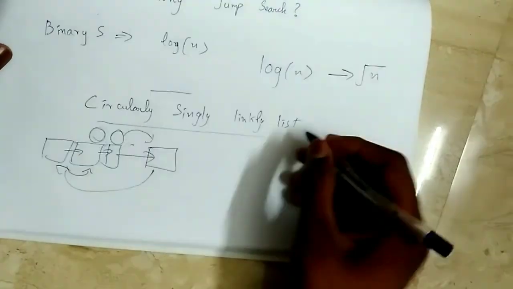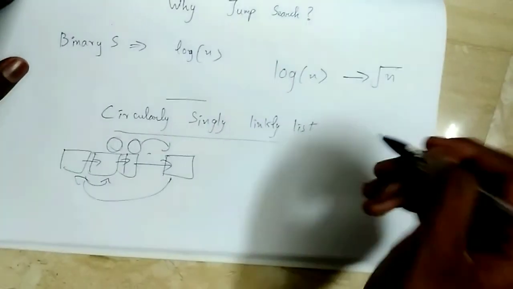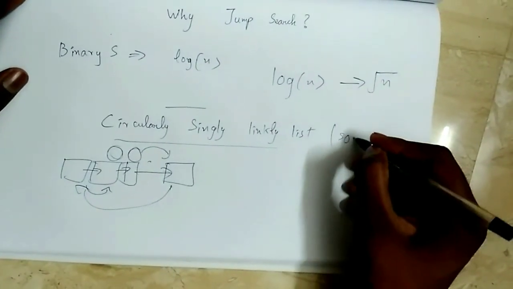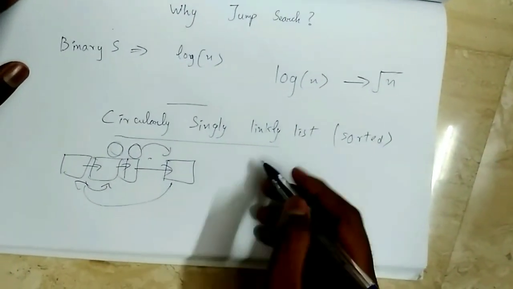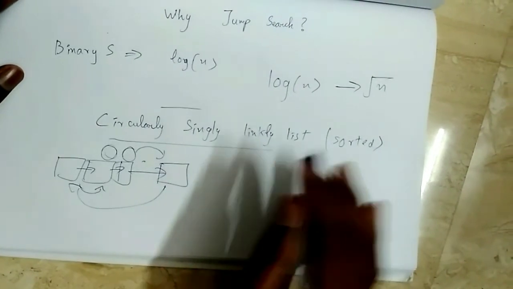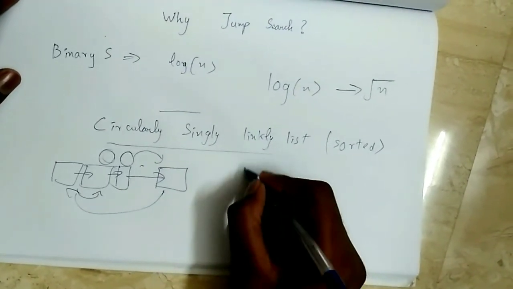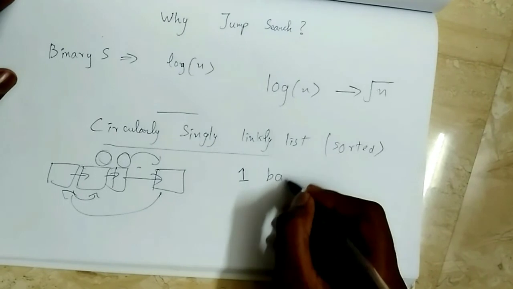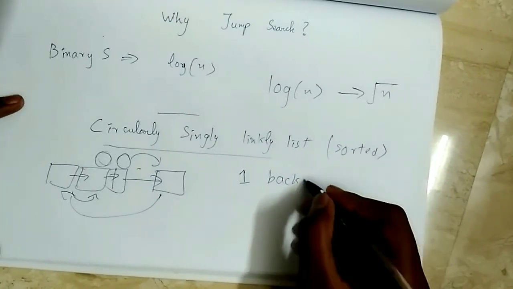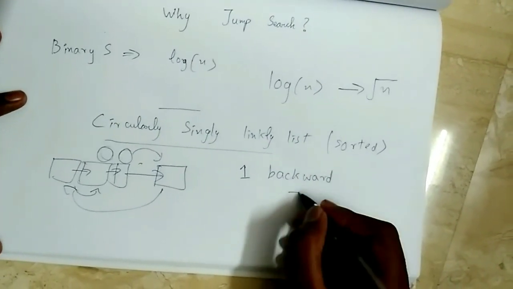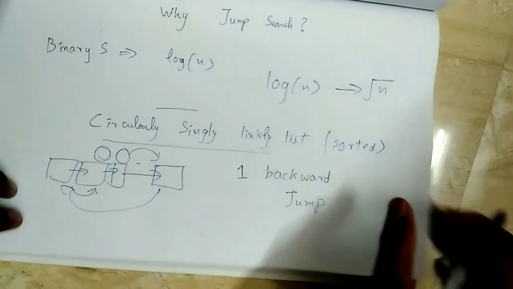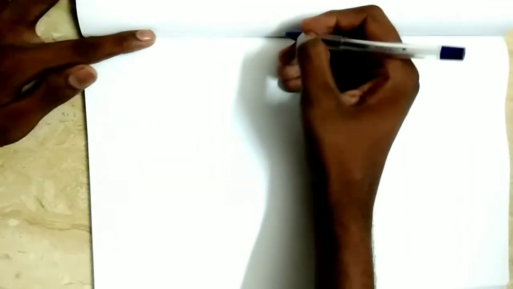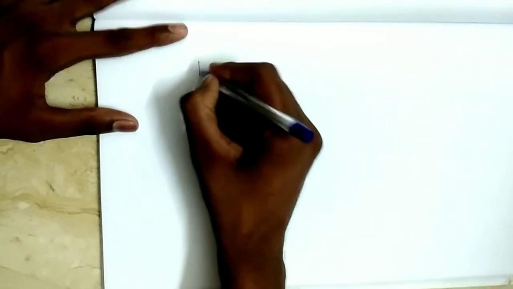So if such a circularly singly linked list is sorted, then in that case we can make use of jump search. In jump search, if you modify the algorithm a little bit, all you have to do is only one backward jump. For those of you wondering what I'm talking about, let us perform a little modification to the jump search algorithm that we just saw.